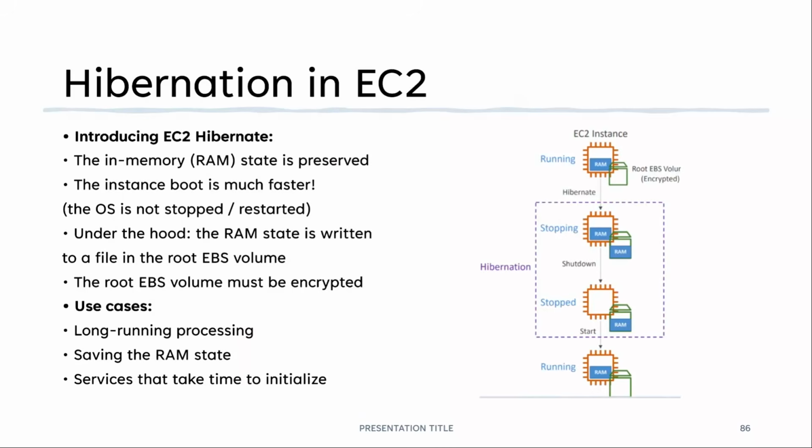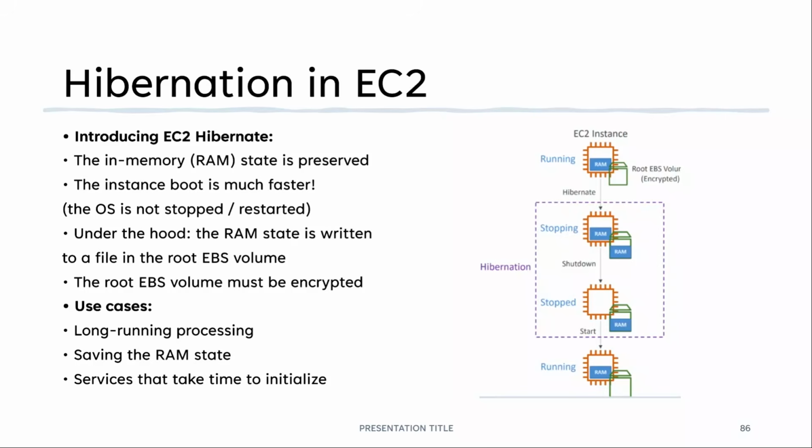So now, introducing hibernation in EC2. The in-memory RAM state is preserved. You are running an application, and you kind of freeze that particular application state in your RAM. Now you hibernate your EC2 instance. The OS is not stopped or restarted, remember that. Under the hood, the RAM state is written to a file in the root EBS volume. The root EBS volume must be encrypted. If it is not encrypted, then that is not possible.